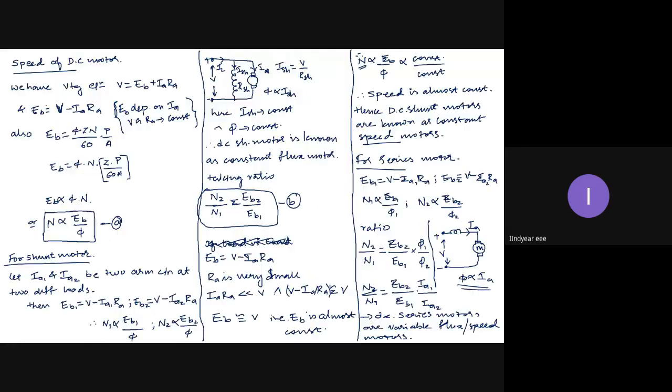Solution: we have EB equals phi Z N by 60 into P by A. And N equals EB into 60A divided by phi Z P. But I don't know what EB is.